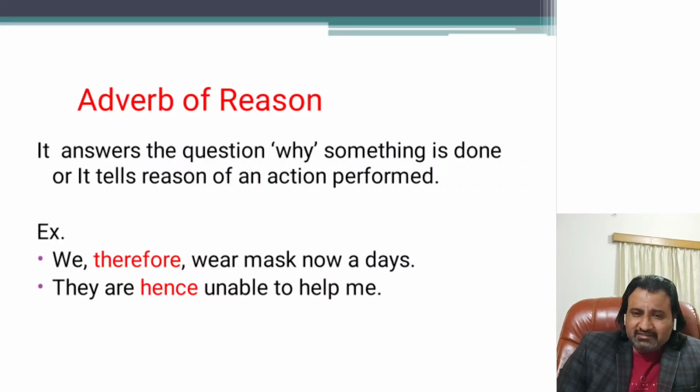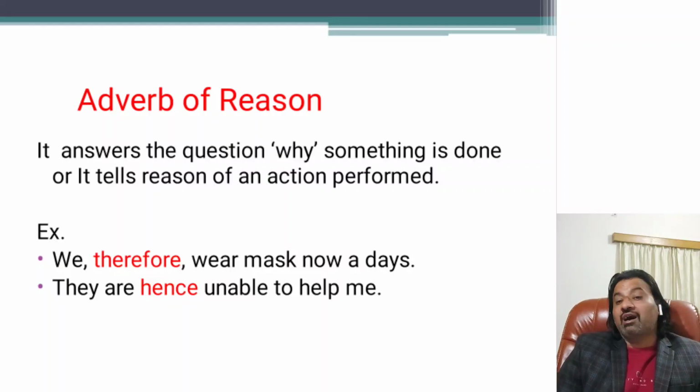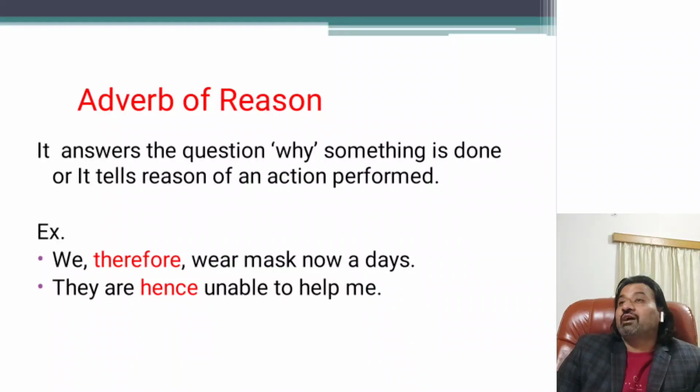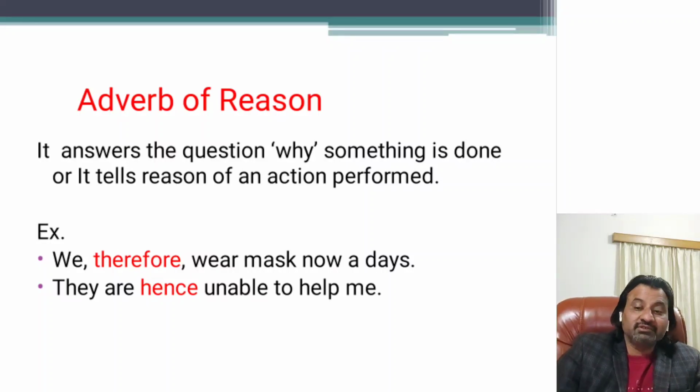They are hence unable to help me. Hence indicates that we are unable because of that. So it tells us the reason. The reason might have been discussed earlier, and this word is used in relation to that very reason. Hence, unable to help me. We have already told the reason, and in support of that reason we have used the word hence. So this type of adverb is called adverb of reason.